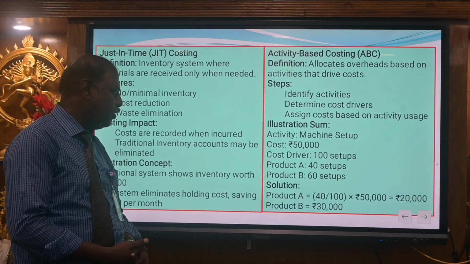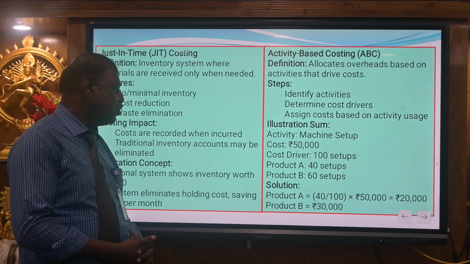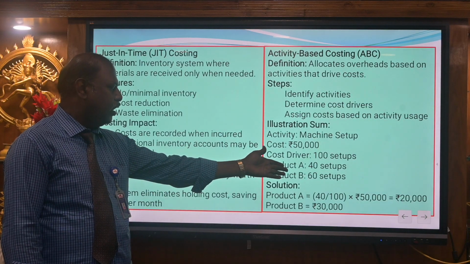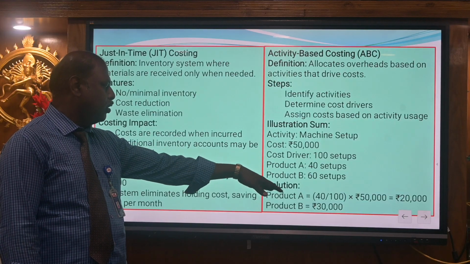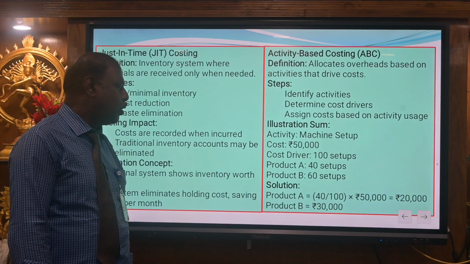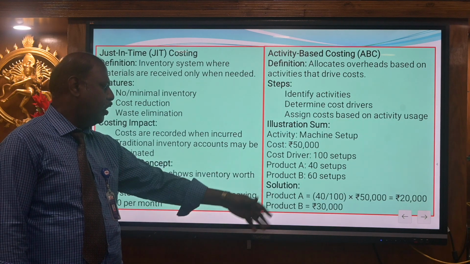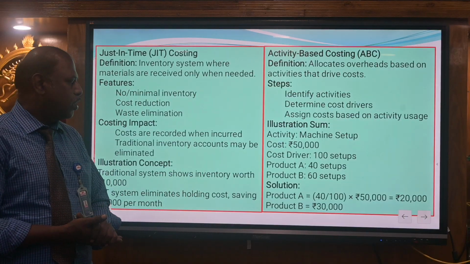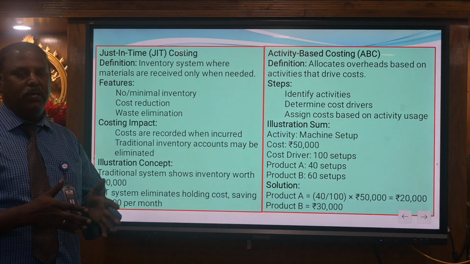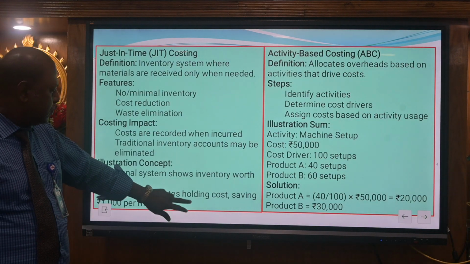For product B, they completed 60 setups. So out of 50,000 they have to complete nearly 60%. That means totally, A and B make 100. So the share of product B is 60 setups, and you can find the value of 30,000. So based on product A and product B, we can find the cost of each product based on the activities completed.